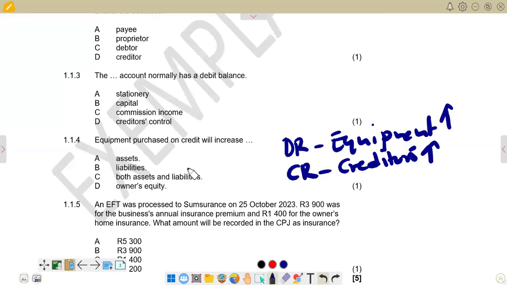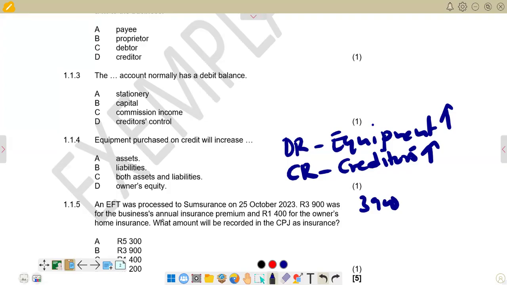So if you come here, you see that question 1.1.5 says an EFT was processed to Sure Assurance on 25 October 2023, which is R3,900 for the business annual insurance premium and R1,400 for the owner's home insurance. What amount will be reported in the cash payments as insurance? So you would see that we've got two amounts that we are given.